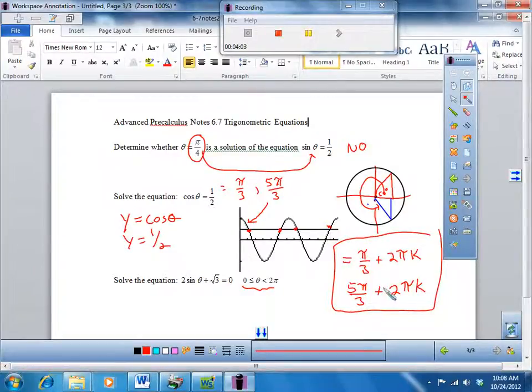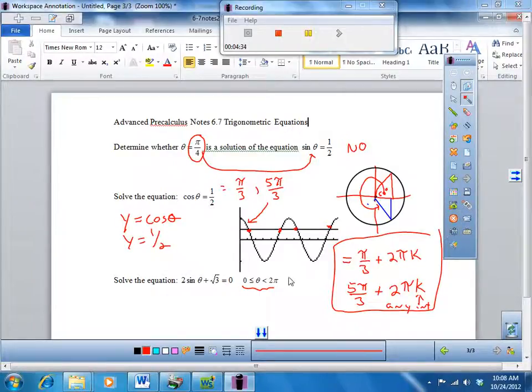Okay. K is an integer. Okay? Any integer, meaning any positive or negative whole number. Right? 2, negative 2, so if you add 4 pi to this, you get another place where cosine is 1/2. If you add negative 2 pi, you get another place where cosine is 1/2. Okay, so let's look at the next one.